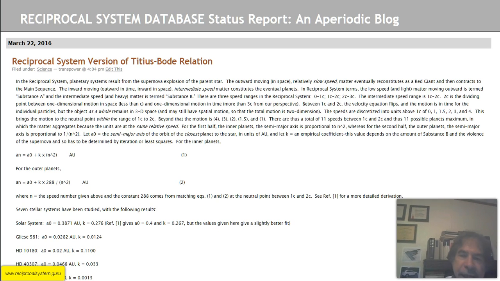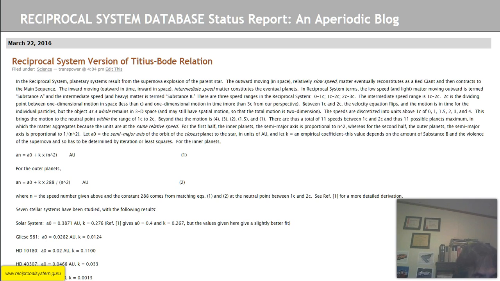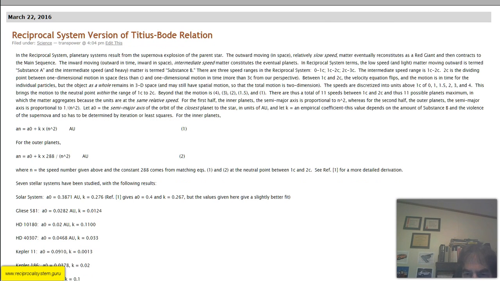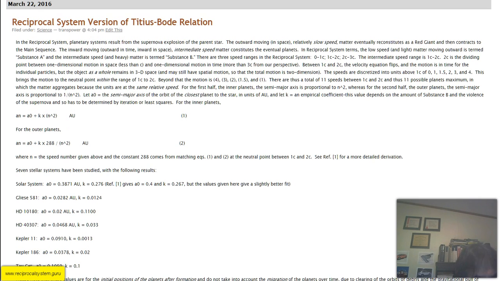Now, for the inner planets, equation 1 here: A n equals A0 plus K times n squared, astronomical units. For the outer planets, A n equals A0 plus K times 288 divided by n squared, astronomical units, where n equals the speed number given above, and the constant 288 comes from matching equations 1 and 2 at the neutral point between 1c and 2c. And you can see reference 1, which is Dewey B. Larson's work, The Universe of Motion.